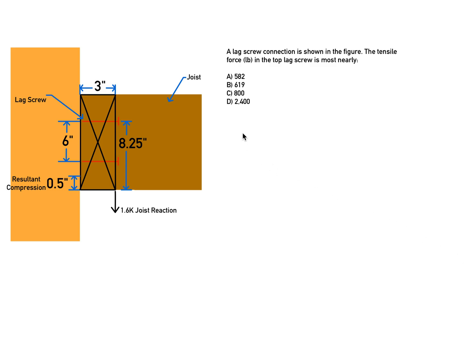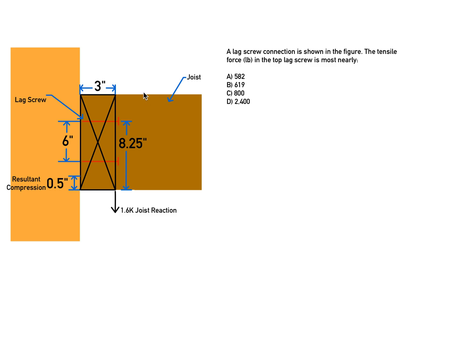All right, welcome to our first video in our series for the Civil PE exam, where we are going to start with load and load applications. So in this problem, we're presented with the following statement. A lag screw connection is shown in the figure. The tensile force in pounds in the top lag screw is most nearly 582, 619, 800, or 2,400.